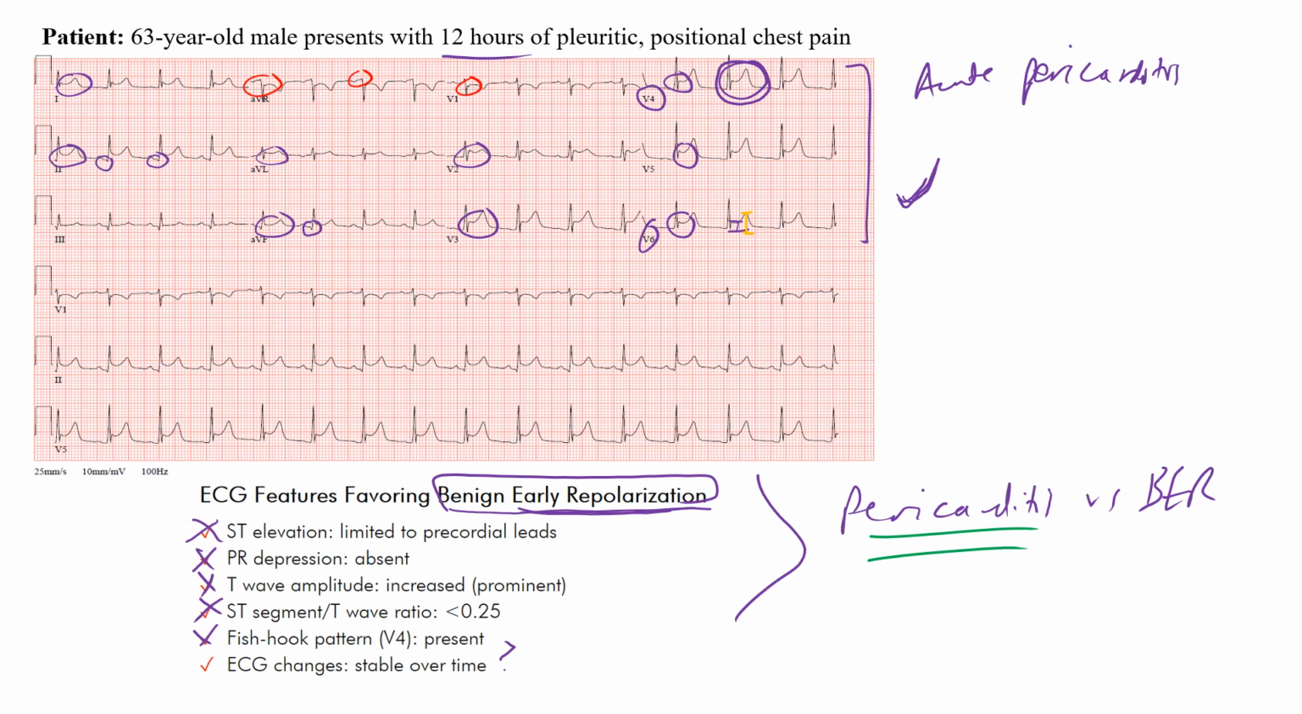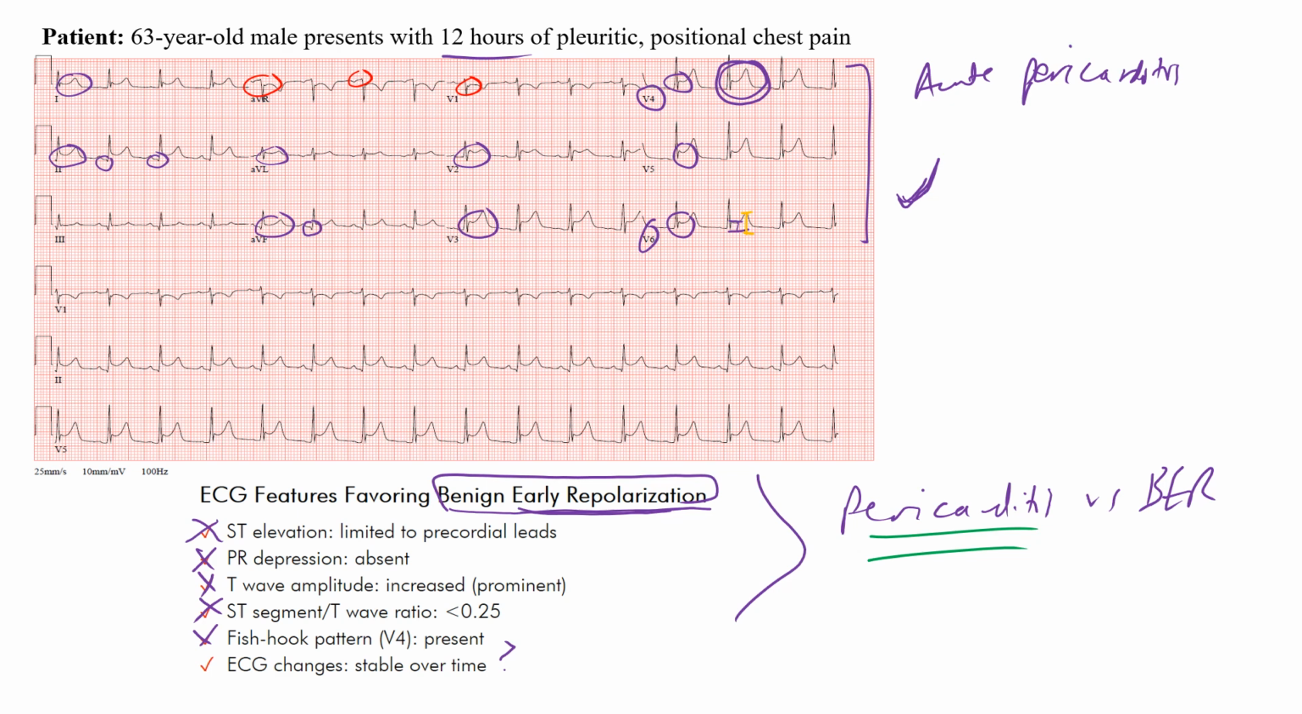The patient, a 63-year-old male, is actually presenting with symptoms, 12 hours of pleuritic positional chest pain. Remember, when they lie flat, it tends to be worse, compared to when sitting upright and leaning forward. That helps, that's that position. When they breathe, it tends to be worse, the pleuritic chest pain. They may be short of breath.